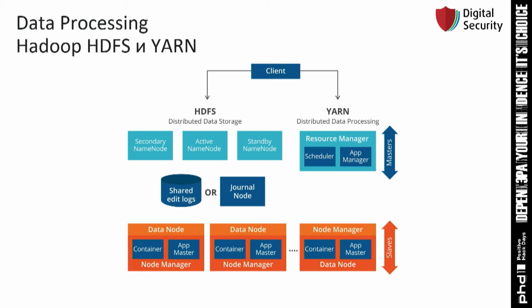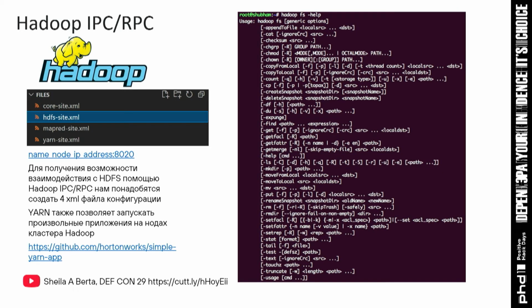That's master-slave architecture. We have a resource manager split into scheduler and app manager, and we have node manager. We have two components there: app master that launches container. That's how this service works, more or less.